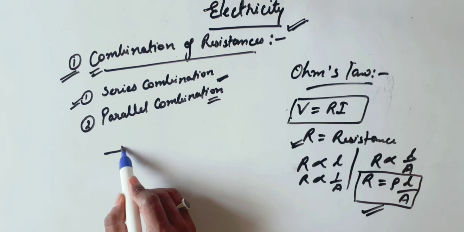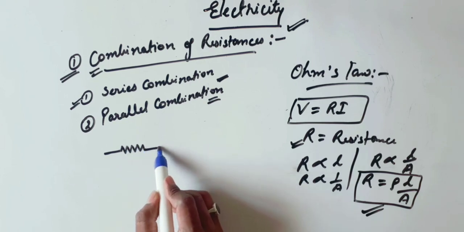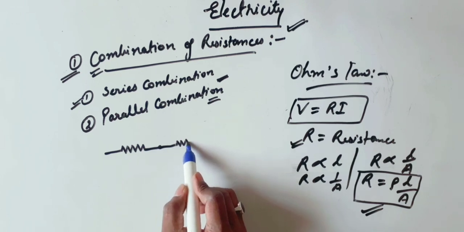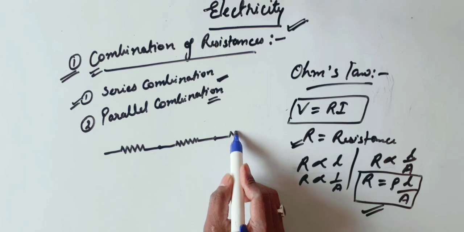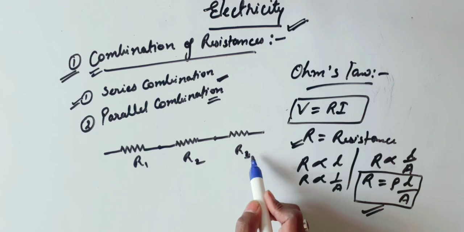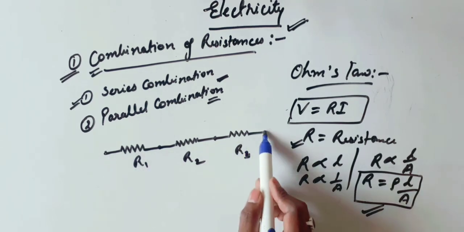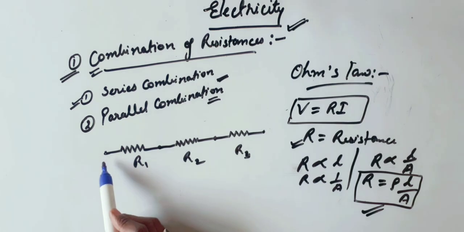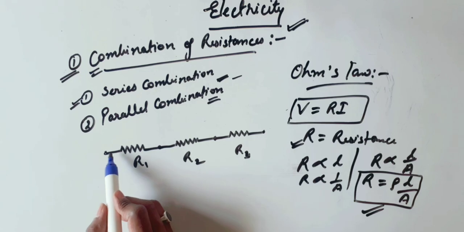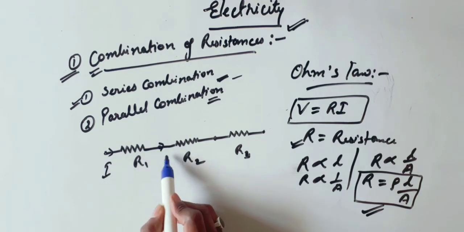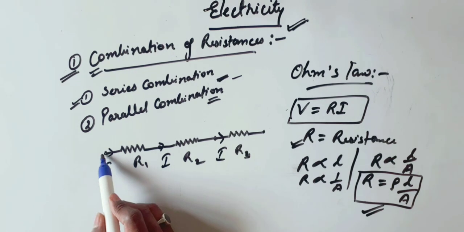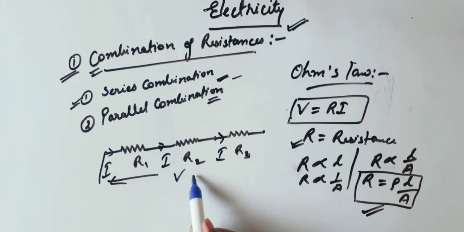Let us suppose here three resistances R1, R2, R3. This is the symbol of resistance. When these three resistances are combined end to end, then this type of combination is known as series combination. In a series combination, the flow of electric current will always be constant. But the applied potential for each and every resistance will be different.